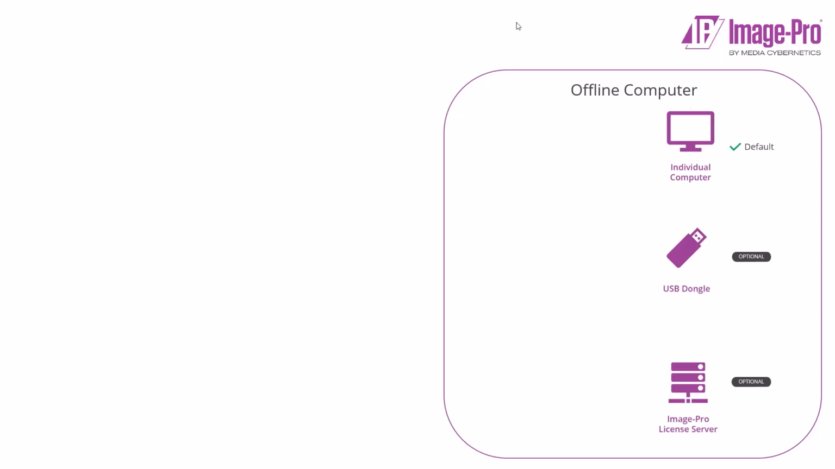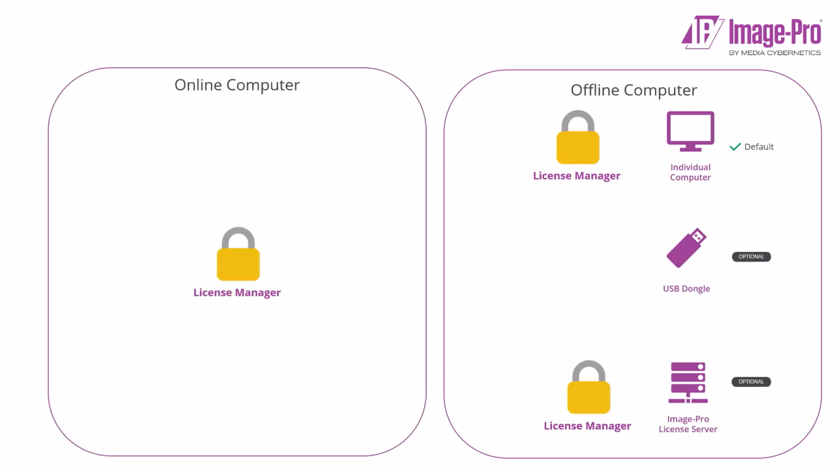Linking a license bundle to a dongle must be done with the license manager on an online computer. This is covered in our licensing overview video. In order to link license bundles to offline computers and offline license servers, you need to access the license manager on your offline computer, and you also need to access the license manager on a second online computer.